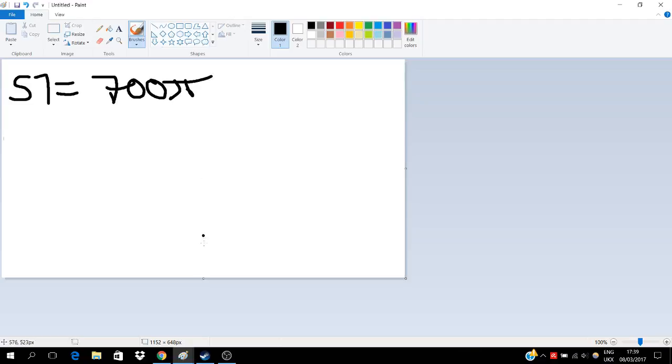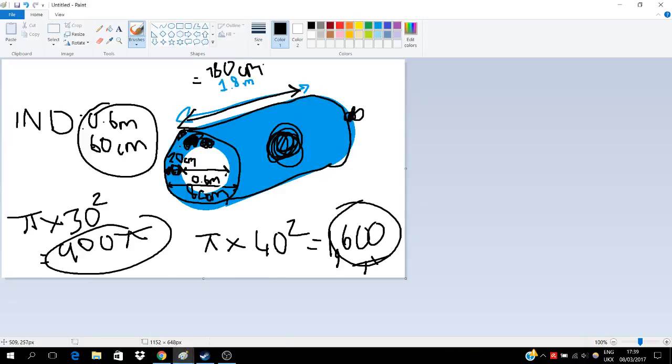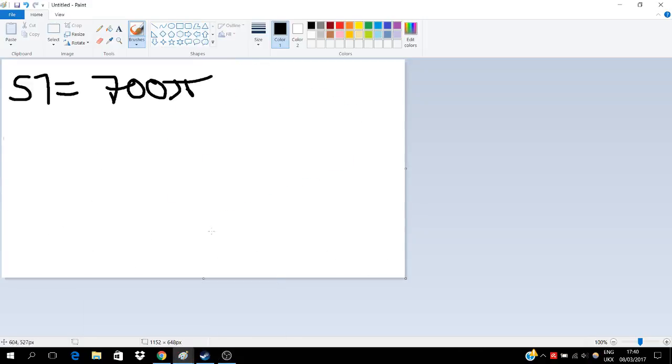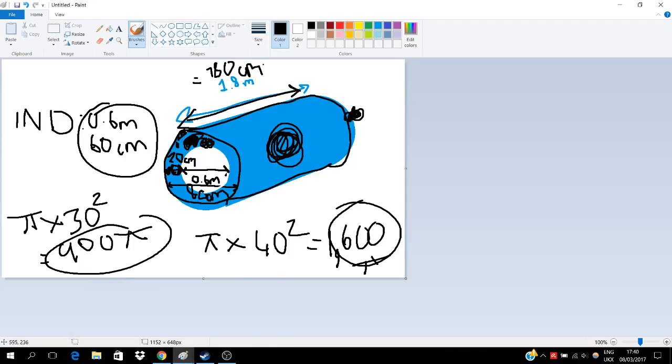But wait, in this cylinder, there are two surface 1s. There's one over here, and then there's one invisible one at the back, meaning we have to times it by 2. So, of course, we all know that 700 times 2 is 1400. So this is 1400 pi. Remember that for later.